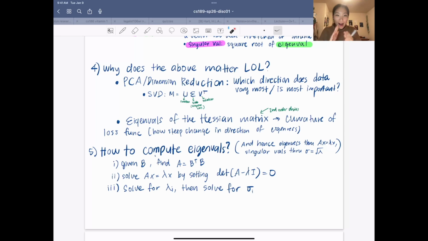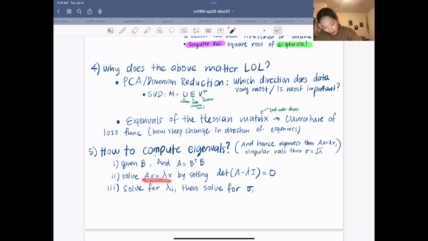And also once you have the eigenvalue, you can then compute the eigenvectors and the singular values very easily through these two equations that we talked about earlier. And so step one is, given some matrix, let's say B, first you want to multiply B transpose by B to get this matrix A.